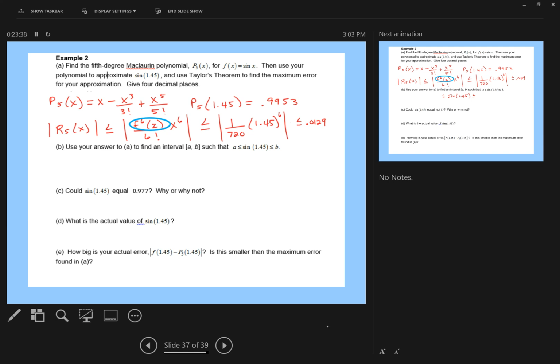Okay? So part B, use your answer to part A to find an interval. Well, I've got the polynomial approximation, that 0.9953, and I've got my error approximation. So can't I say that the actual value is between, what? Don't I subtract on one side and add on the other side? Isn't it going to be the 0.9953 minus that error, and then the 0.9953 plus the error?